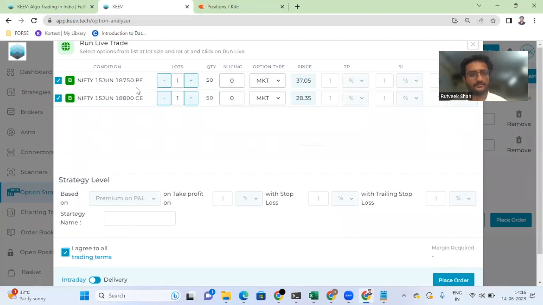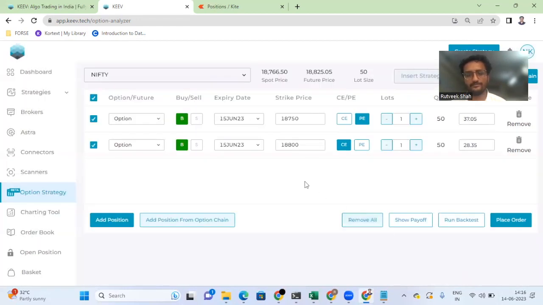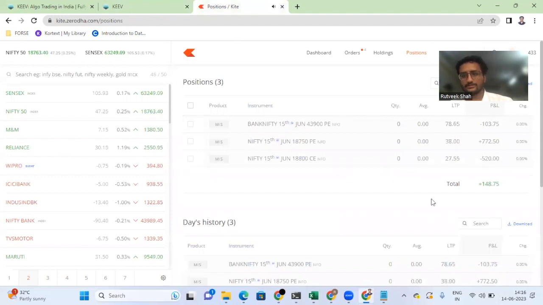Just quickly checking, we have the 18750 put and the 18800 call, the same as an intraday. We'll place the order. We'll cross-check with the broker account whether the orders have been executed. As we can see, they have been, and we have successfully closed our trading session for today.